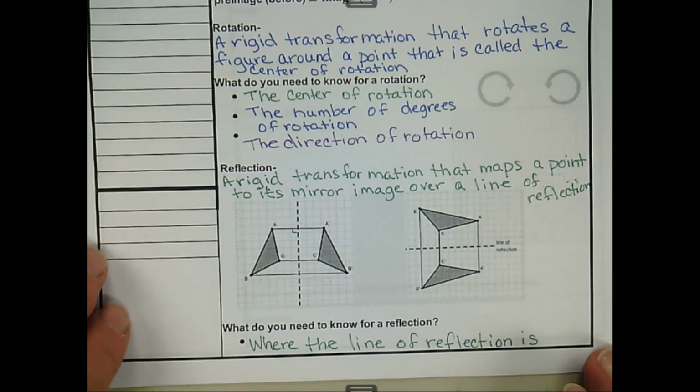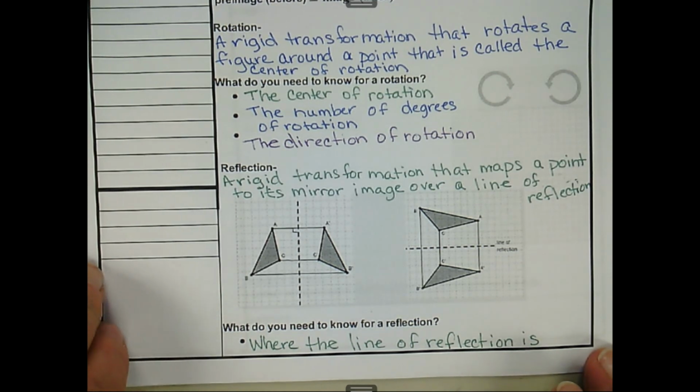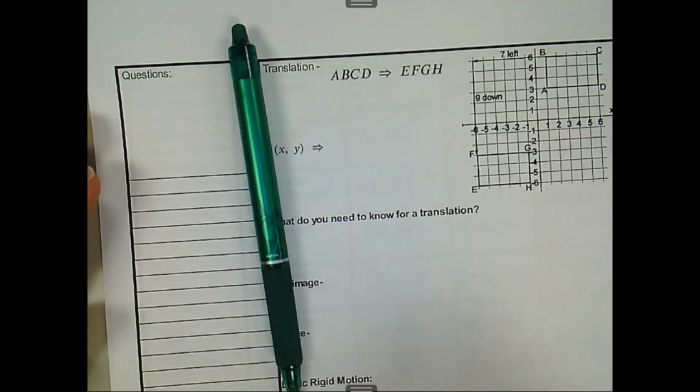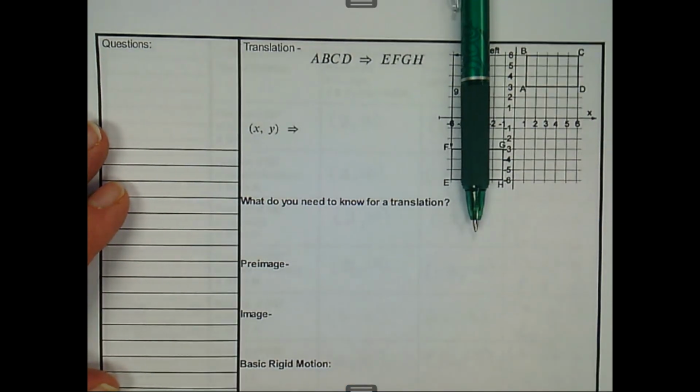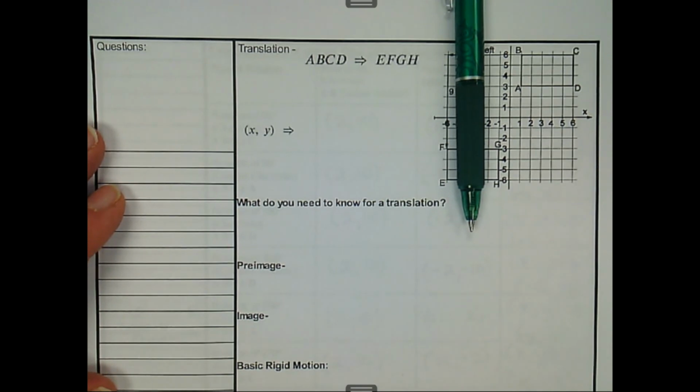Okay, so we've gone through rigid transformations, rotations, and reflections. Now we're coming to a translation. When I think about a translation, I think about picking something up and just moving it. So if I translate this pen, I could translate it to the right, and I could translate it up. All I'm doing is picking it up and moving it.